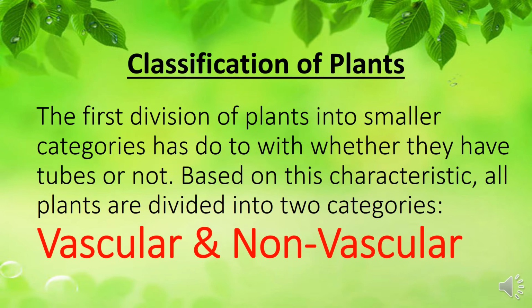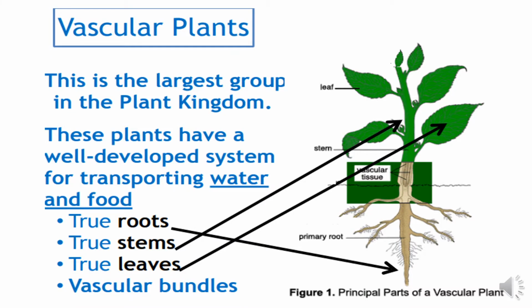Plants are divided into two groups based on their characteristics. We have vascular plants that have tubes and non-vascular plants that do not have a system for transporting food and water. Vascular plants are the largest group. They have a system of tubes that transport water and food. Also, they have true roots, stems, and leaves, as shown here in figure 1.